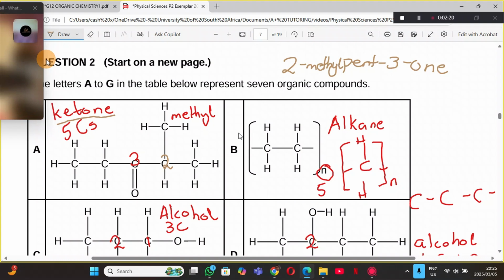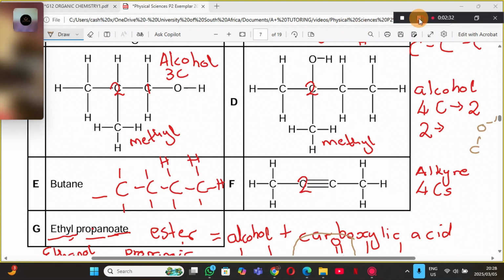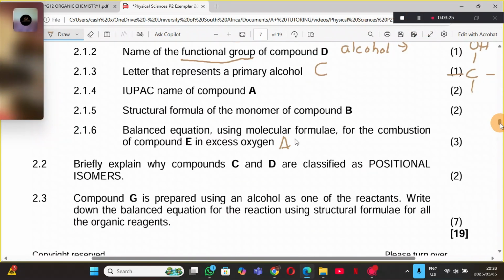Wait, is that the whole name? Yes, this is the whole name. So it will be 2-methylpent-3-one. Wait, what? Oh, that's the IUPAC. That's the IUPAC.